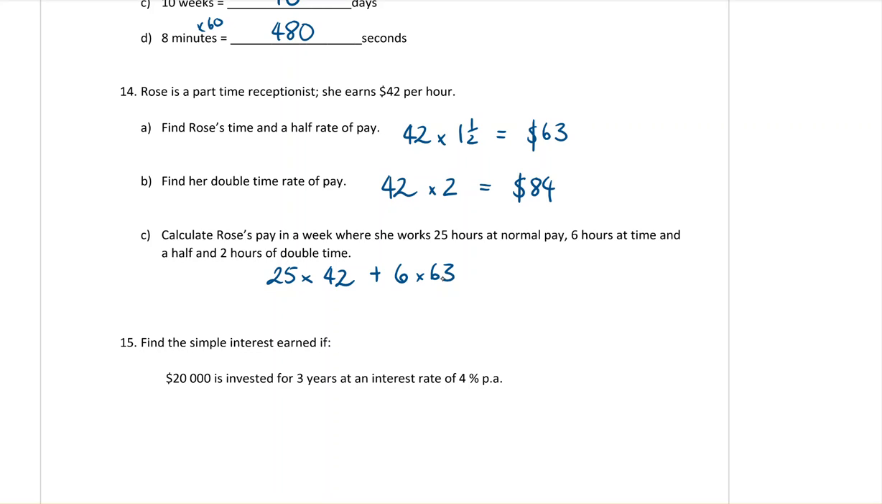Now, if you don't use the 63, you could also write in there 6 times 42 times 1.5 again. If you hadn't already worked those out, that would also give you the same thing. But because we'd already worked out the 63, it makes it easy to put that number straight in. Plus, she does some double time. She does 2 hours of double time. So 2 hours, what's her double time rate? 84 is what we worked out for her double time.